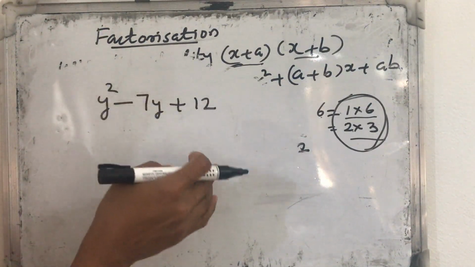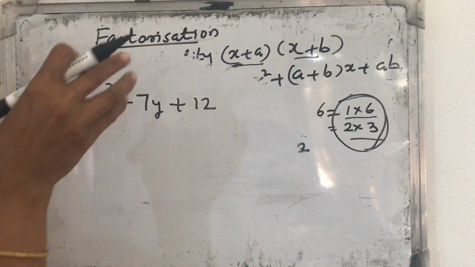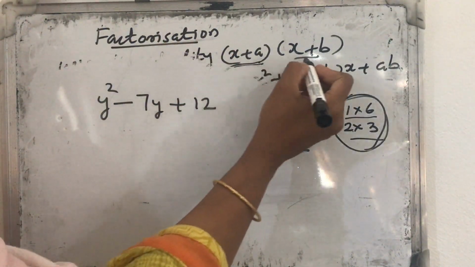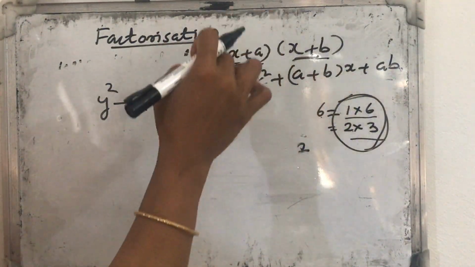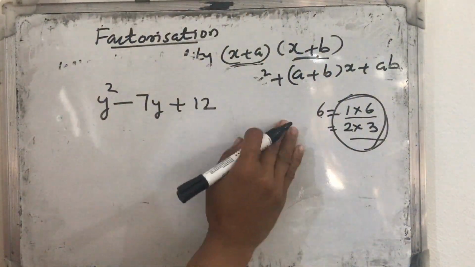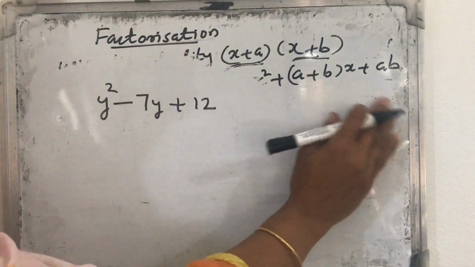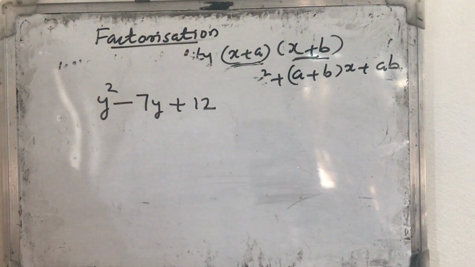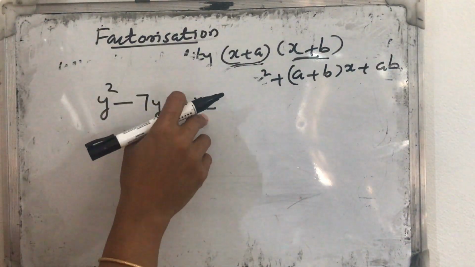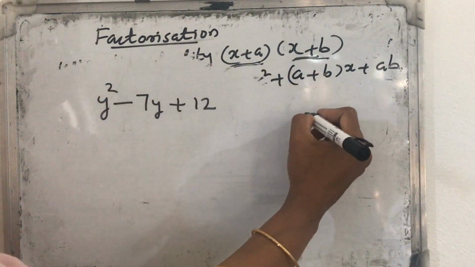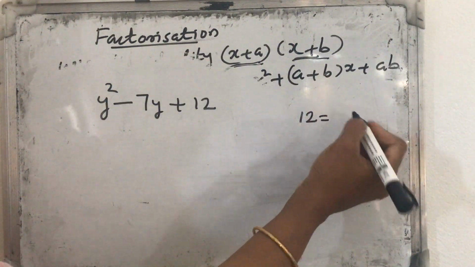So then we think about how we can write it in the form of x plus a and x plus b. For that we want to find two numbers a and b. Okay, for finding those numbers a and b, first we think about the factors of 12. How can we write the factors of 12?